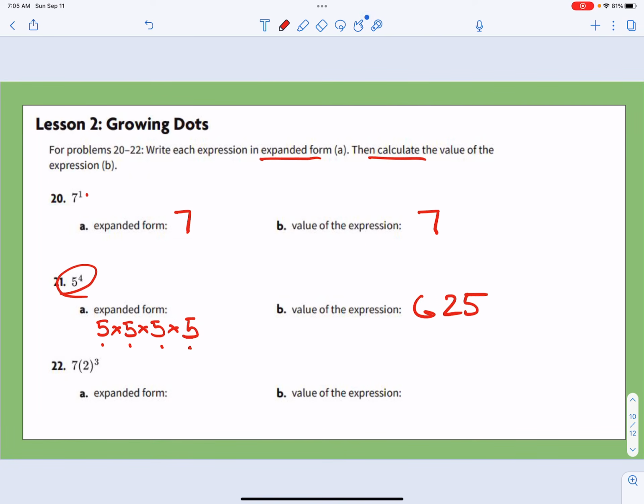Expanded form for 7 times 2 cubed: I'm going to have the 7 by itself, and then this chunk is what's actually going to be cubed. That's the only part. So it's 2 times 2 times 2. All right, so 7 times 2 is 14, times 2 is 28, times 2 is 56.